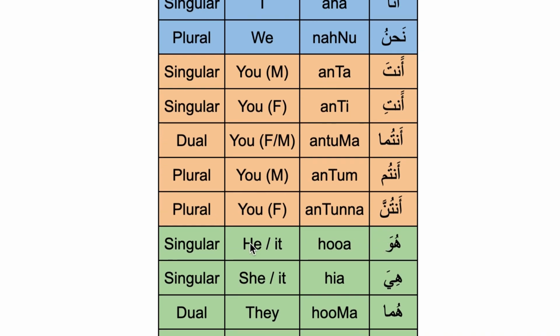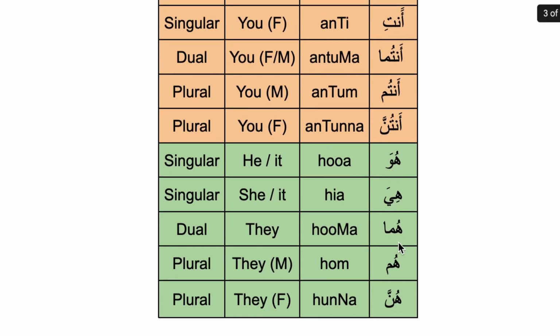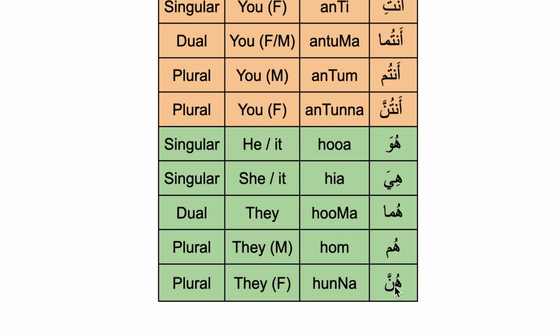Next is huwa. Huwa means he, for singular male. Next is hiya. Hiya means she, for singular female. Next, huma. Huma means they, but for dual, for only two people. Next is hum. Hum means they, but only for plural male. Next is hunna. It also means they in English, but only for plural female.